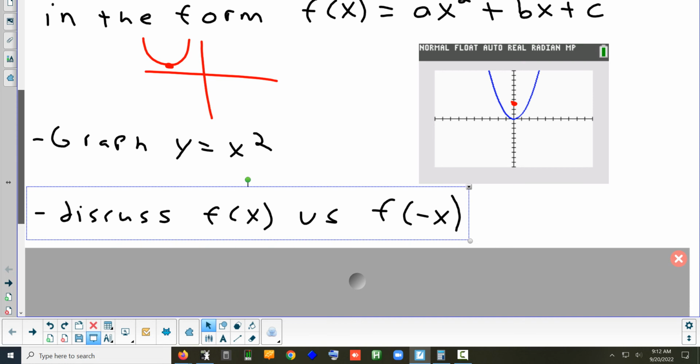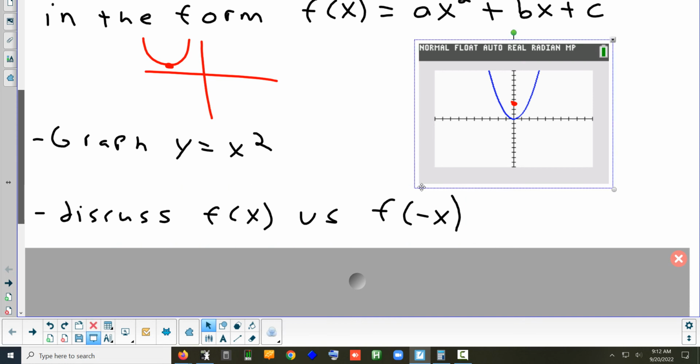So what did happen to this graph? It effectively mirrored the graph over the y-axis. Yes, it reflected or mirrored the graph over the y-axis. But you can't tell because the y-axis was a line of symmetry. But that's what the negative did. It mirror imaged it.